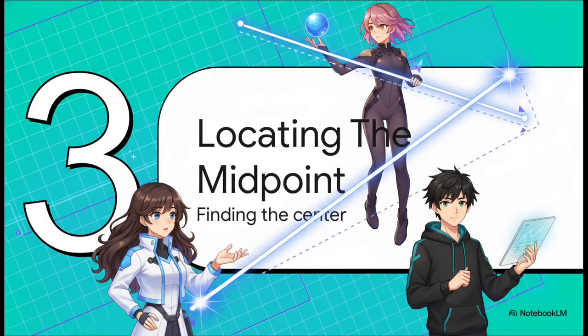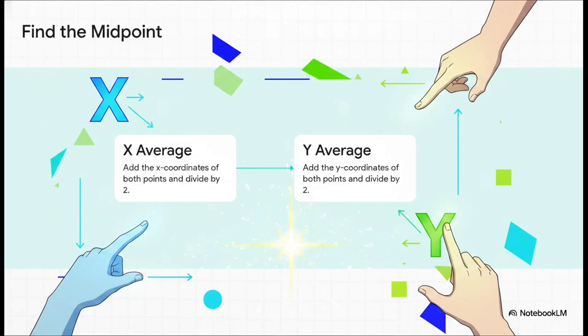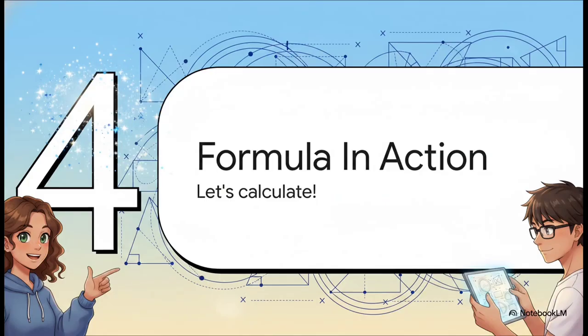All right, Section 3, locating the midpoint. Now that we know exactly how to visualize the total distance between 2 points, how do we find the exact middle of that line? Well, finding the midpoint is brilliantly simple. You're basically just calculating an average. You take the average of the 2 x coordinates to find the middle horizontally, and then you take the average of the 2 y coordinates to find the middle vertically. Combine those 2 averages, and boom, you have your exact center point. That brings us to Section 4, formula in action.